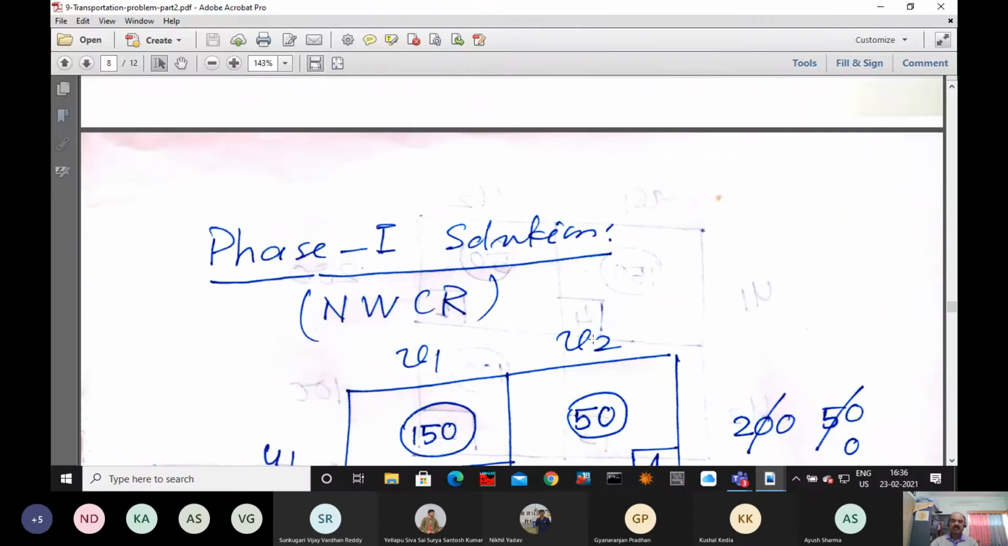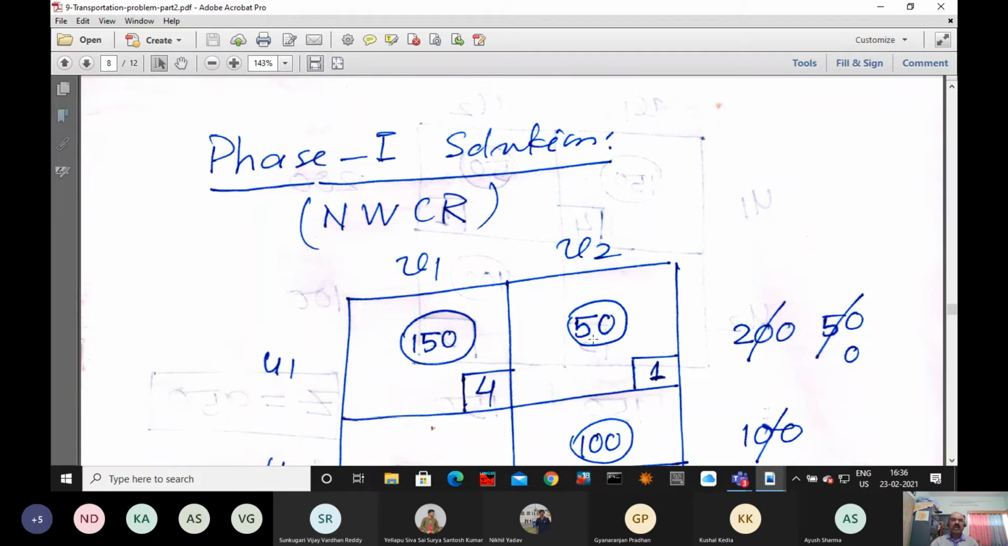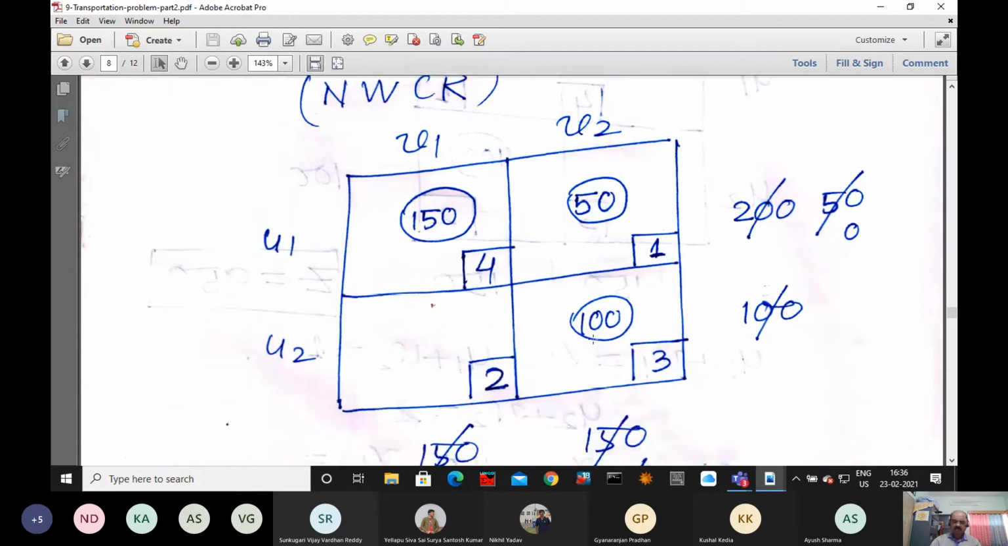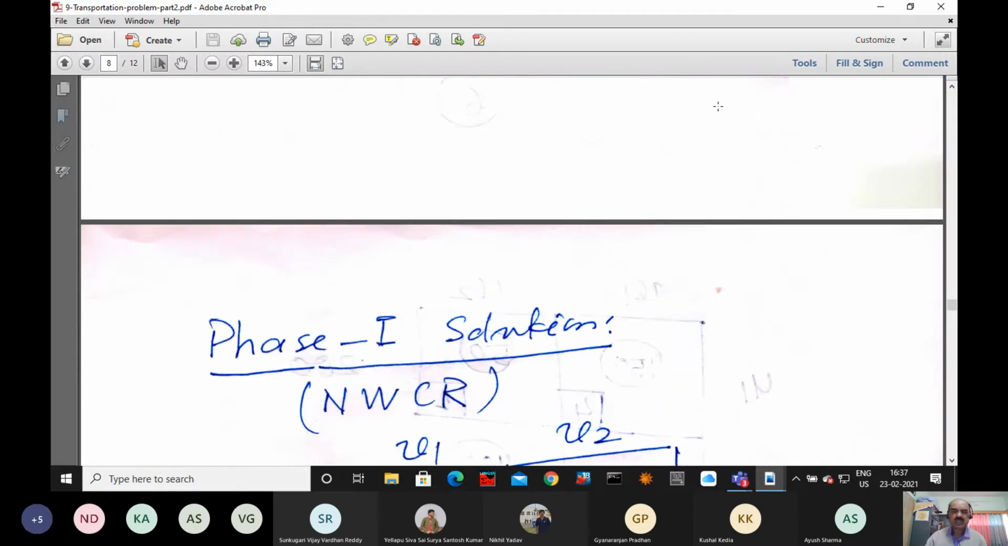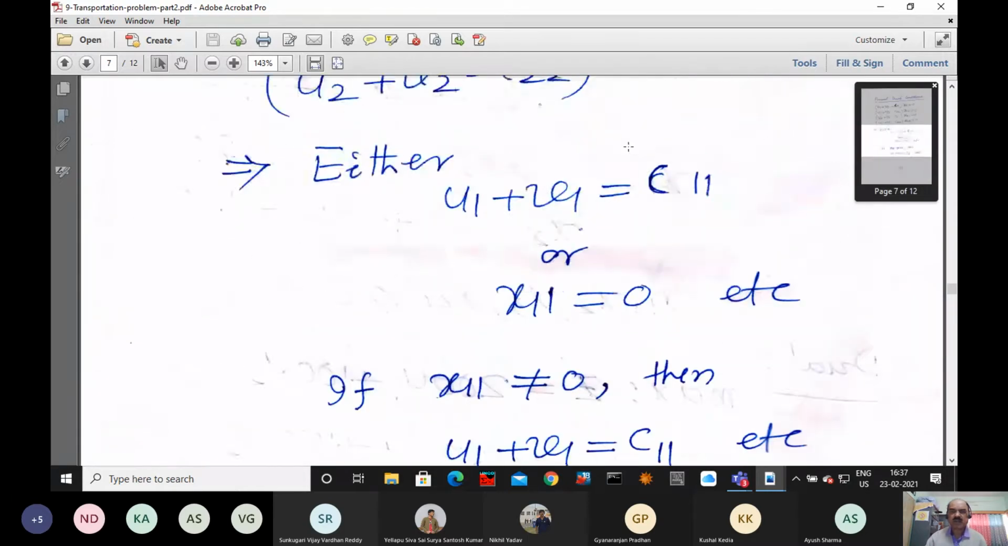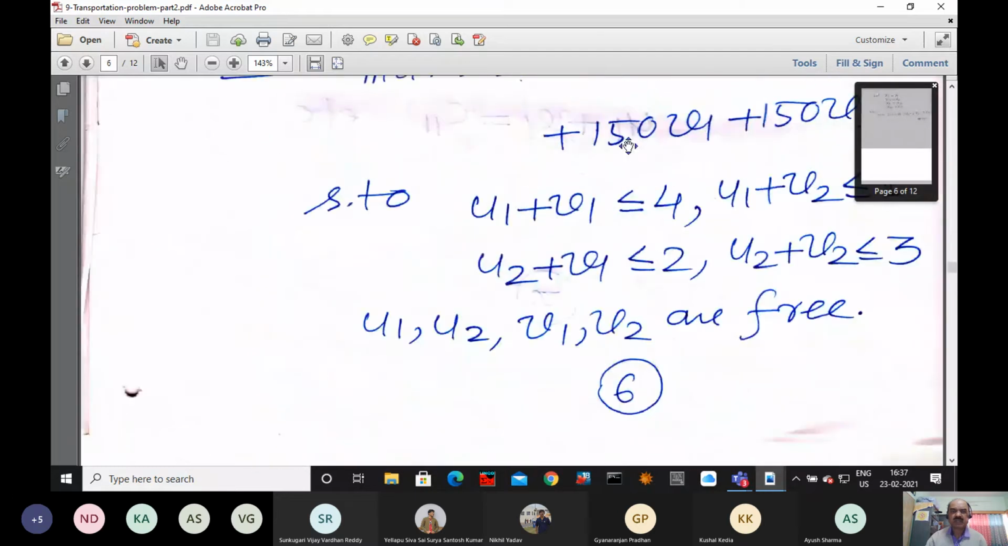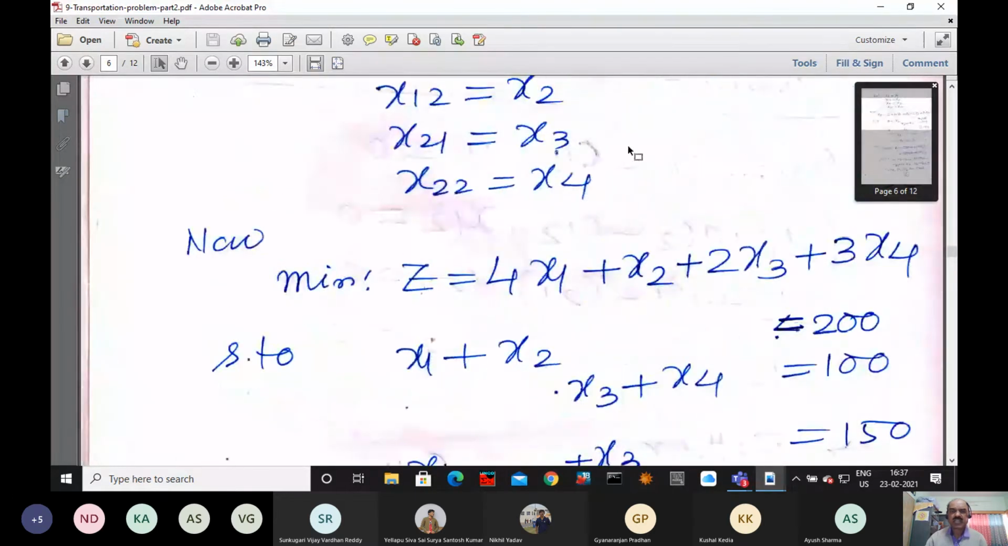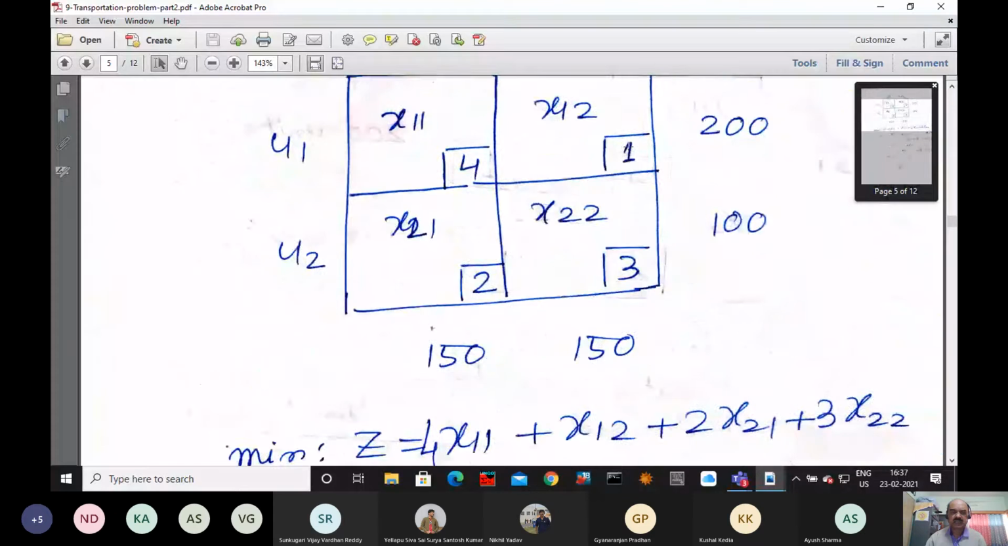Now we are going to solve the problem by some method. The first method is known as the northwest corner rule. I will explain what that is. So if you see the problem, what we have taken here, the transportation matrix we have to consider.